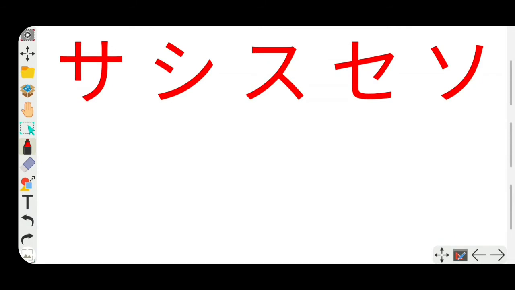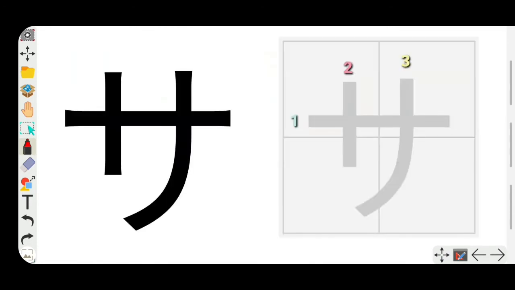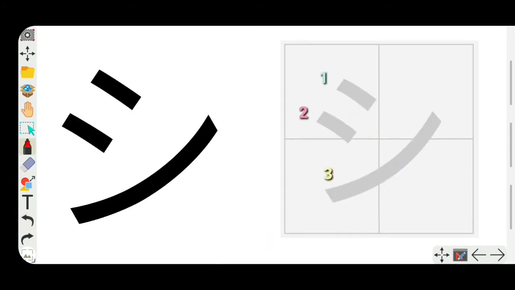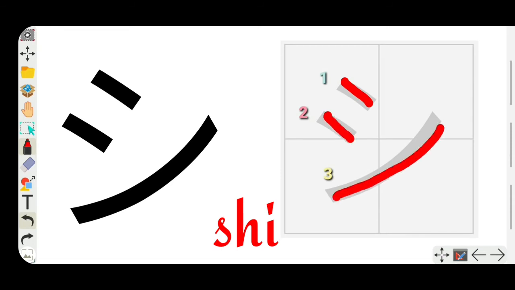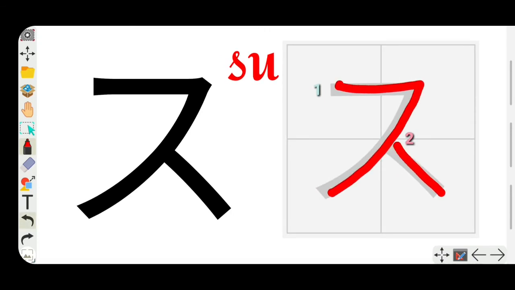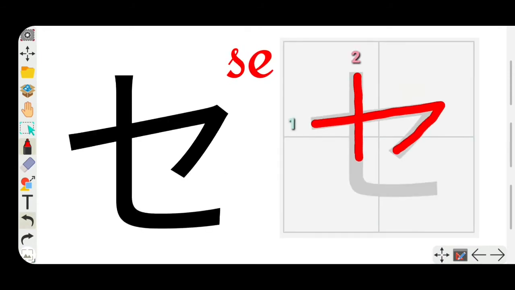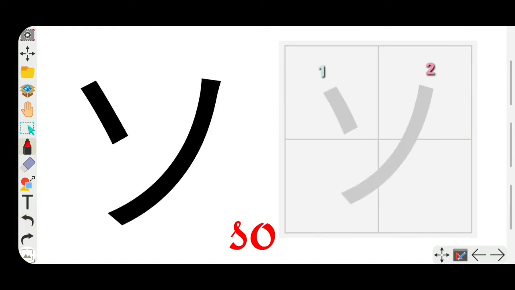Next is sa, shi, su, se, so. We have sa gitna. 1, 2, 3. Next, shi. 1, 2, 3. Para siyang smiley, di ba? Next, we have su. 1, 2. Next is se. 1, 2. Next is so. 1, then galing sa taas, baba, so.